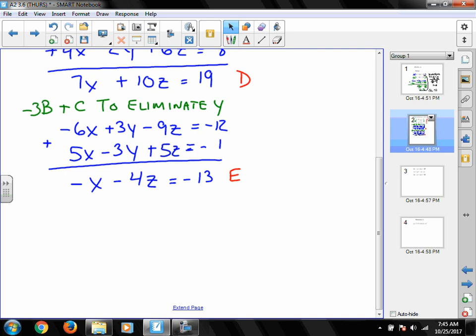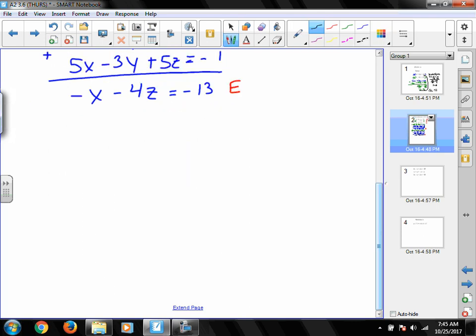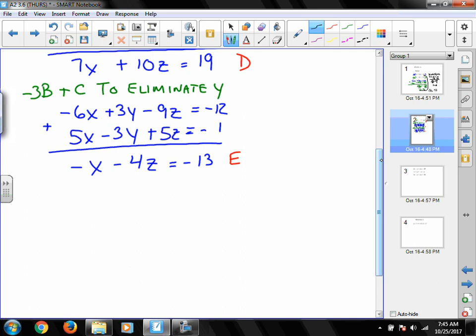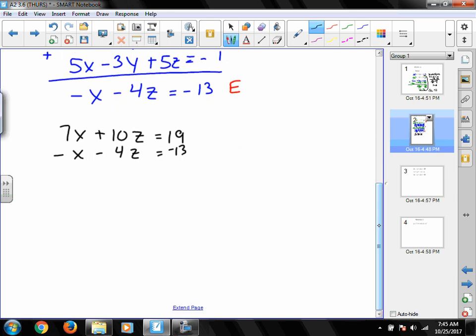So now what I have is two new equations, D and E. Just to rewrite those out together, I'm going to get 7x plus 10z is equal to 19, and negative x minus 4z is equal to negative 13. Now, I can do substitution or elimination here. I think elimination is probably going to be the way to go.